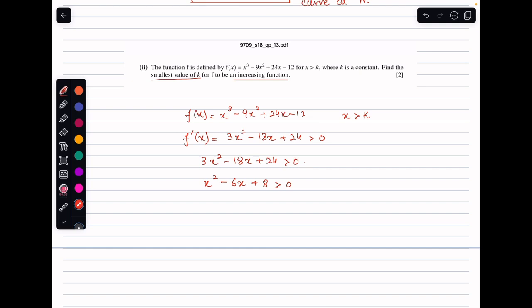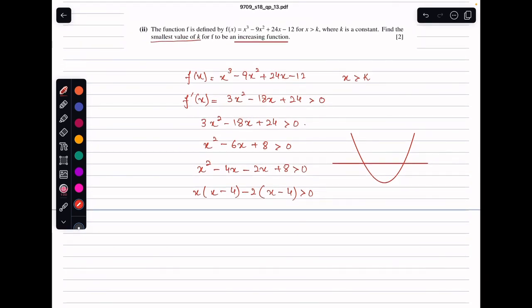So factorizing the equation, I can say this is x square minus 4x minus 2x plus 8, which should be greater than 0. X is common, so x minus 4 here. Negative 2 is common, so this is x minus 4. Here again greater than 0. So as the coefficient of x square was positive, I can have this quadratic curve here with a minimum nature. And here I can say this is x minus 4, x minus 2. And if I solve it, then there are two values of x. One is 4 and the other is 2. Therefore, I can say it's 2 here, it's 4 here. And again, it's greater than 0.